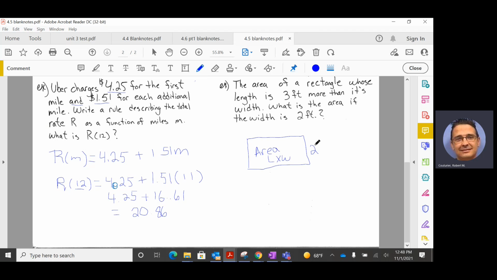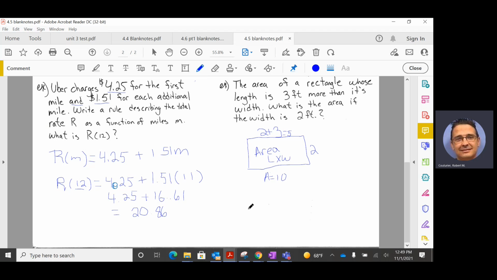If its width is 2, 3 more than, so it would be 2 plus 3 is 5. Okay, so we know that this equals 5. 2 times 5 is 10. That's the area. Well, they would want us to write maybe this equation for it, right? So think about this again. If they didn't give us this, what is the area if the width? So let's write it without the given information. Let's write it with just variables first.